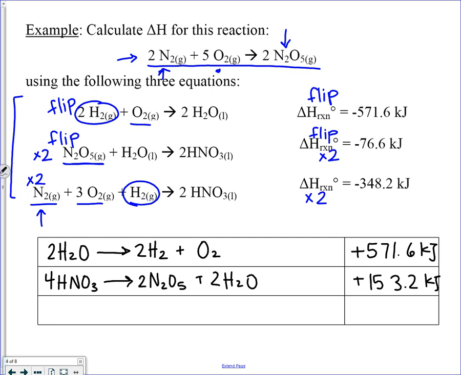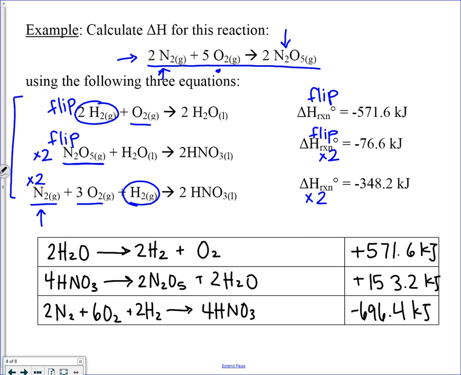Now my last reaction, I just need to double every coefficient. So we have 2 moles of nitrogen gas plus 6 moles of oxygen gas plus 2 moles of hydrogen gas yields 4 moles of nitric acid. Okay? And because I doubled my equation, I need to double my heat of reaction. So I get negative 696.4 kilojoules. So now comes the fun part.